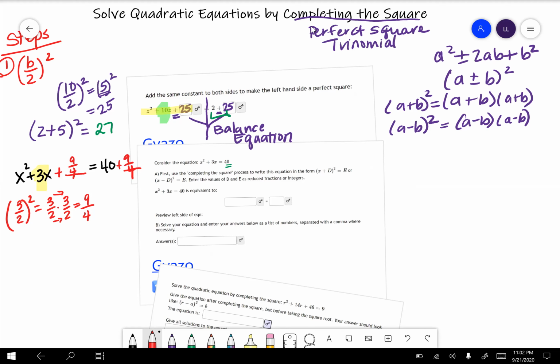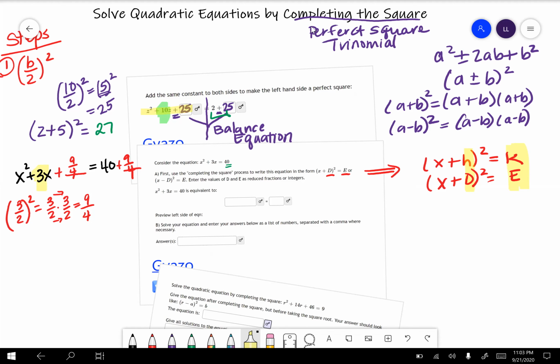All right, and so our problem, let's go ahead and read it. It says, first use the completing the square process to write this equation in the form (x + d)² = e. Now, let's talk about this d and e because I don't want you to get confused. Sometimes it's written as (x + h)² = k. So don't get confused about the d and the e. Those are the same. It doesn't matter what letter we're using, they're in the same location.